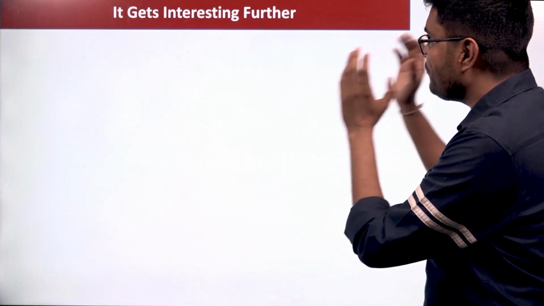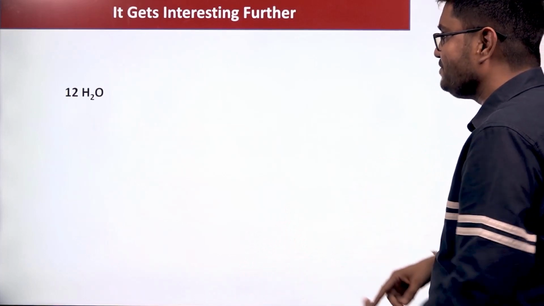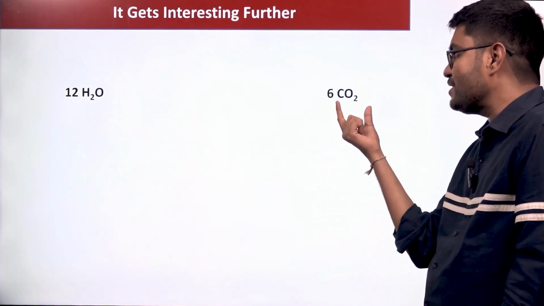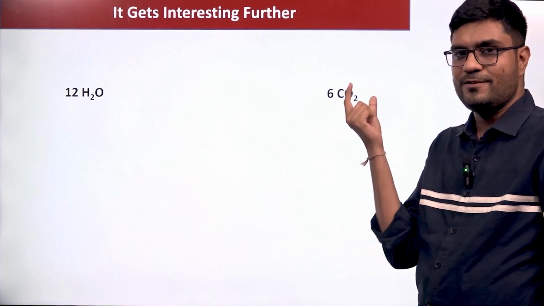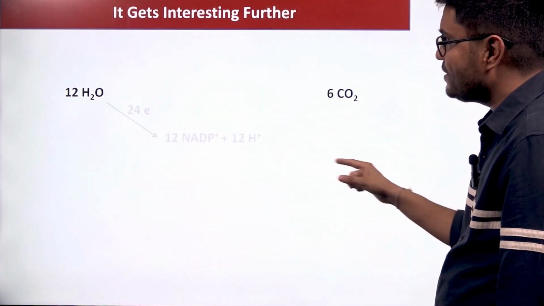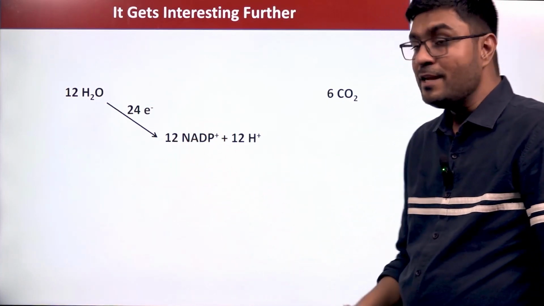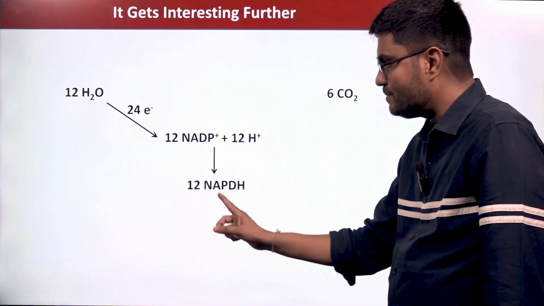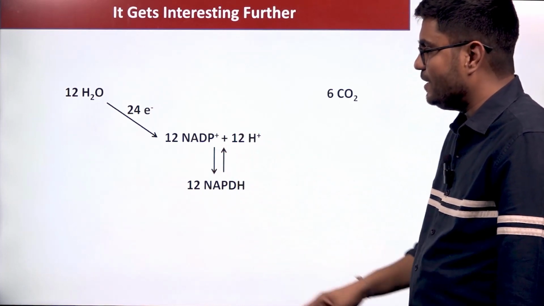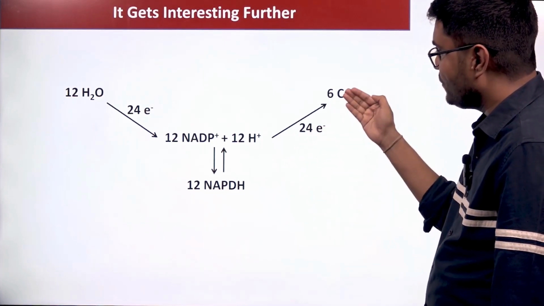It gets interesting further. So the whole photosynthesis is divided into two parts. From 12 water molecules, 24 electrons have to be given to 6 CO2 molecules. And this electron transfer is not direct. First, the 24 electrons are given to 12 NADP plus molecules, which will convert into 12 NADPH. That is step 1. Then this 12 NADPH will convert back into 12 NADP plus, will release 24 electrons, and those 24 electrons will be given to 6 CO2.